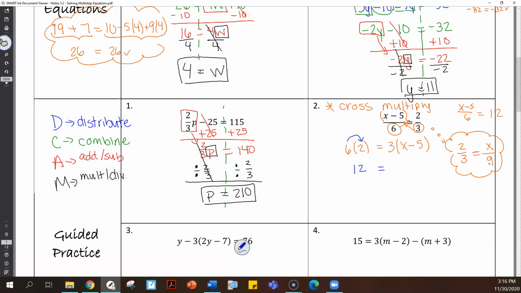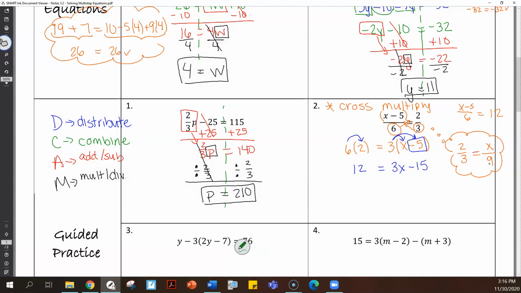And then I'm going to repeat this on the opposite side. 3 times x gives me 3x. 3 times negative 5, remember that's a negative, is negative 15. My variables have disappeared, my parentheses have disappeared, so I'm done with distributing.